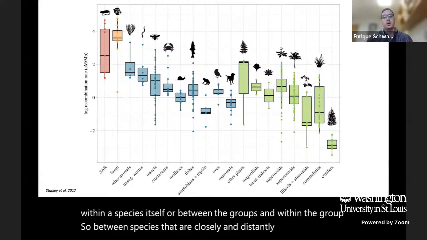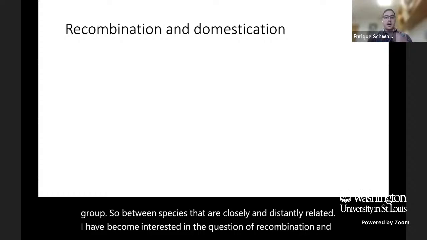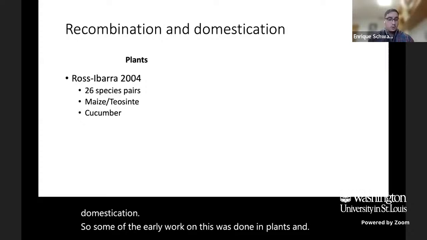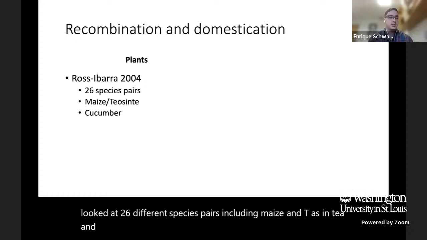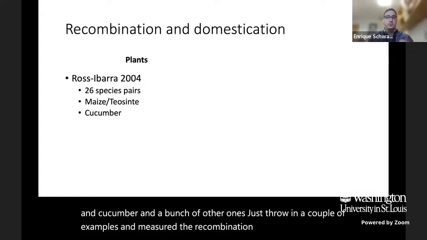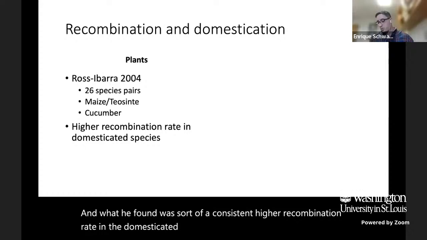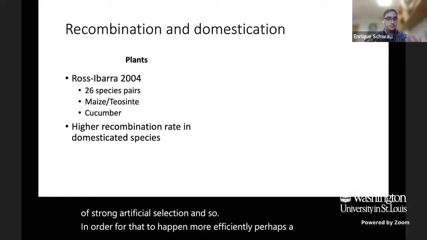Specifically, I have become interested in the question of recombination and domestication. Sorry, how recombination changes in the face of domestication. Some of the early work on this was done in plants, a really cool paper from Jeffrey Ross-Ibarra in 2004, where he looked at 26 different species pairs, including maize and teosinte and cucumber and a bunch of other ones, and measured the recombination rate in the different pairs. What he found was a consistently higher recombination rate in the domesticated species. Which can make sense, right? Domestication is essentially a form of strong artificial selection, and so in order for that to happen more efficiently, perhaps a higher recombination rate is ideal.